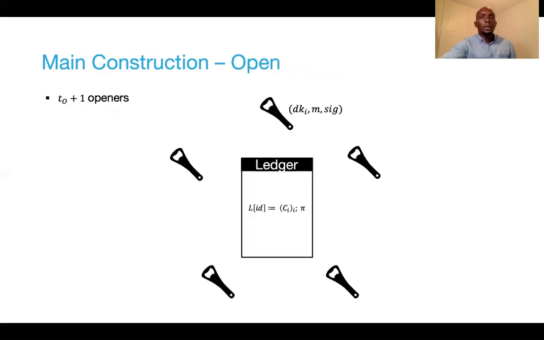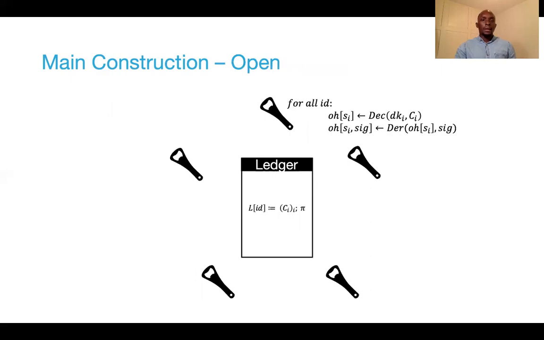Now consider the opening of a signature on the message M with a set of T_O plus one openers. Each opener first consults the ledger and decrypts the handles. The next step is to derive from each opening handle share another handle that is still related to the user's secret key share, but absolutely bound to the signature being opened. This is crucial to prevent the adversary from opening multiple signatures with a single query in the anonymity game.